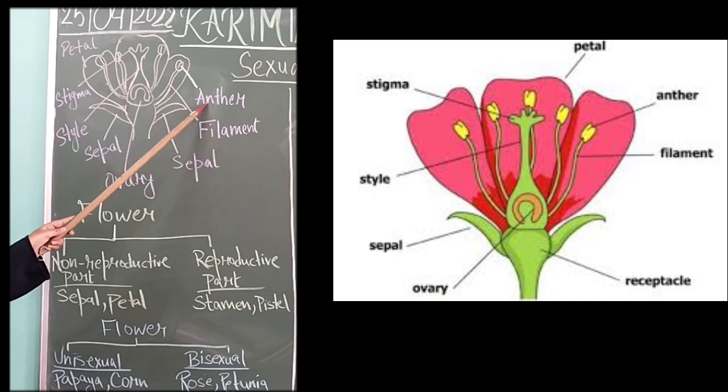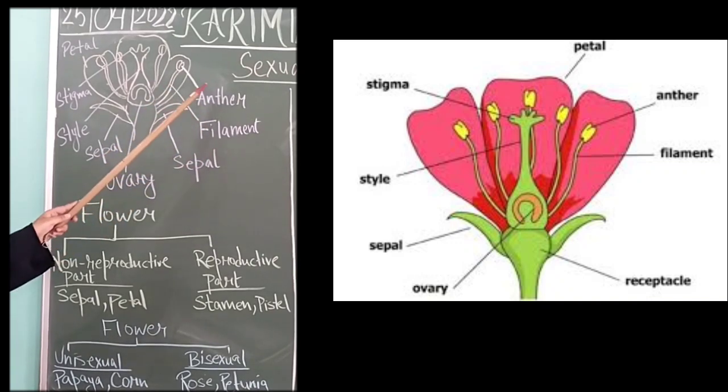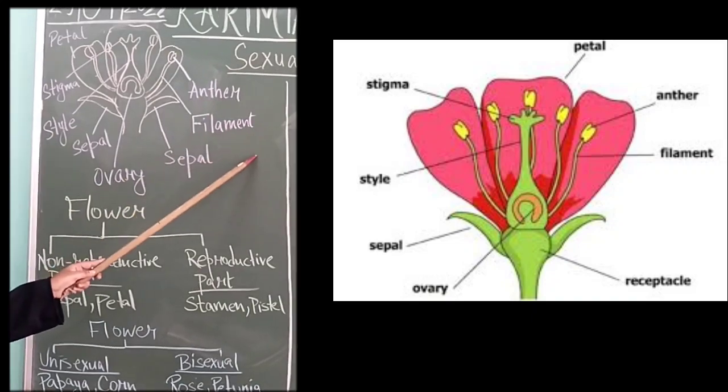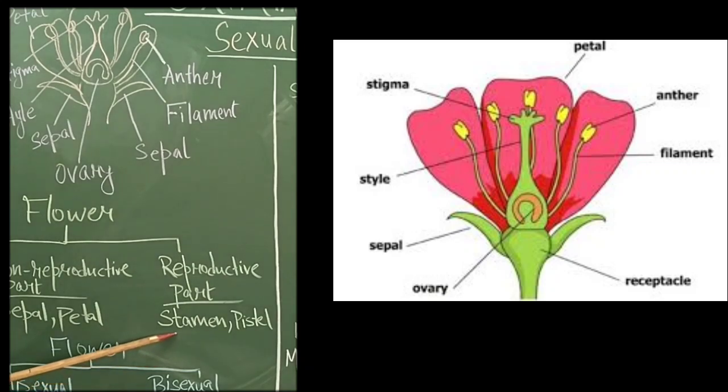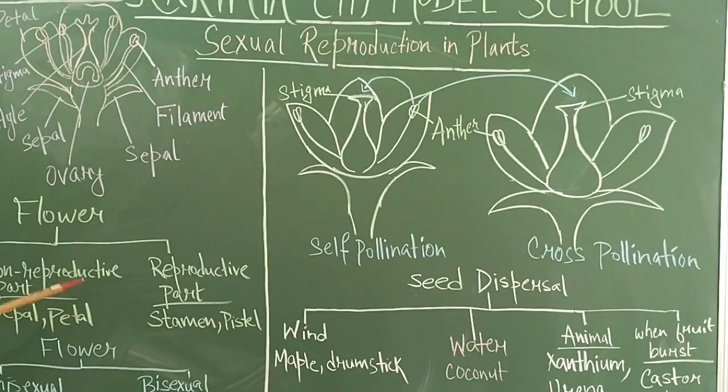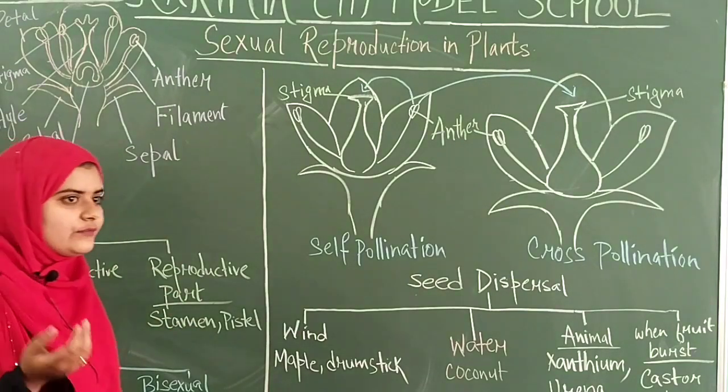This is the anther and this is the filament. Anther and filament together make the male reproductive part, that is the stamen. Then stigma, style and ovary: these three make the female reproductive part of the flower, that is the pistil. Okay, and what is the remaining part? Petal and sepal. Petal and sepal are the non-reproductive parts.